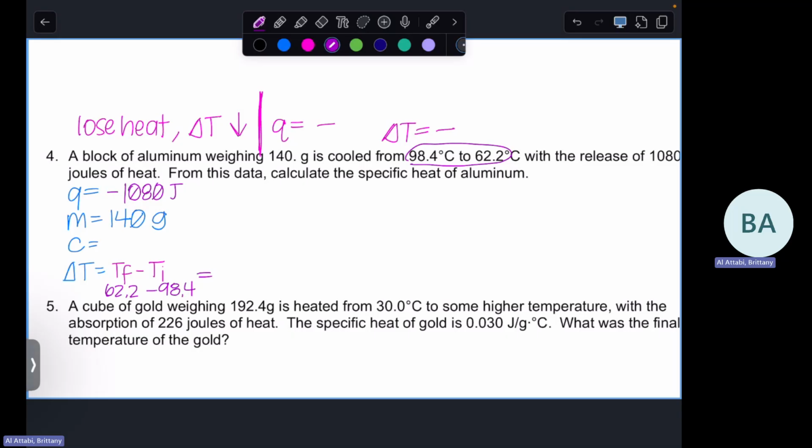Okay. Did you get the right numbers? Okay, well then see? Doesn't matter. All right. So my temperature is negative 36.2 because remember it's final minus initial. So when I plug this in, that rearranges to C equals, not M, Q over M delta T.